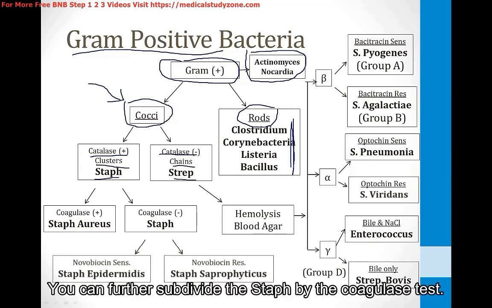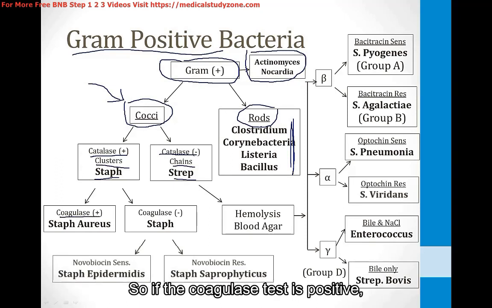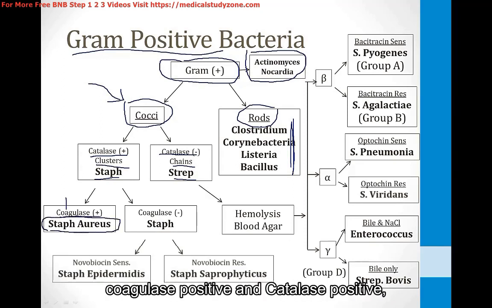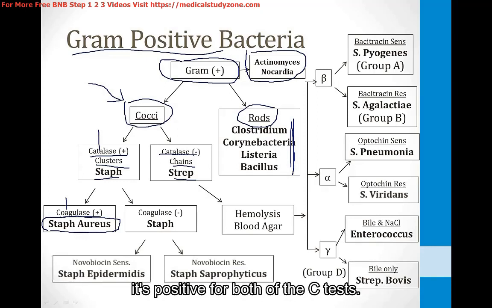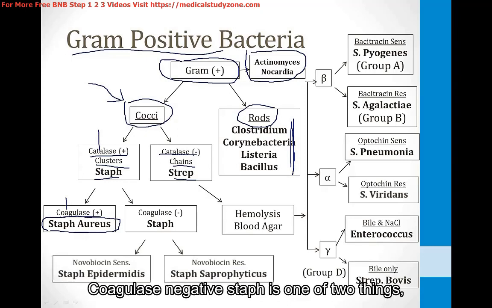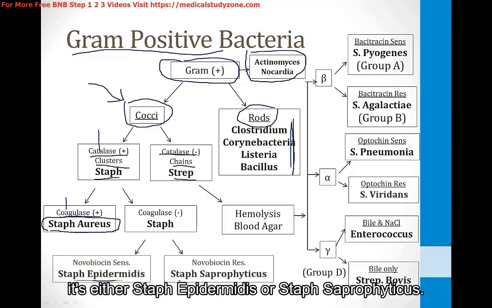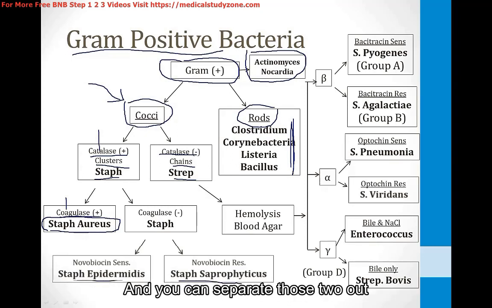You can further subdivide the staph by the coagulase test. If the coagulase test is positive, that's Staph aureus. And you can just remember Staph aureus, which is a very common bacteria, is coagulase positive and catalase positive. It's positive for both of the C tests. Coagulase negative staph is one of two things. It's either Staph epidermidis or Staph saprophyticus, and you can separate those two out by using a novobiocin sensitivity test.